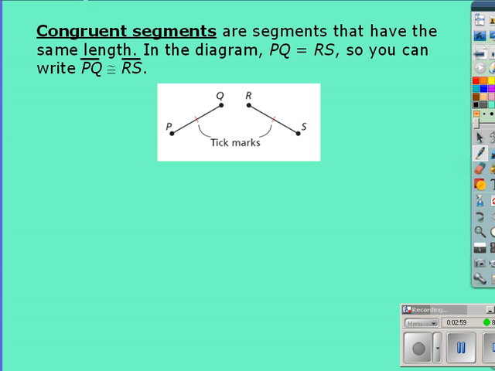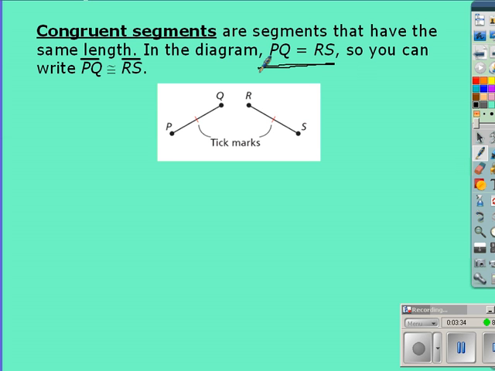Congruent segments are segments that have the same length. So in the diagram here we have that PQ and RS have the same measurement, the same distance between them. So PQ equals RS. Now notice up here, there's no lines above PQ and RS. When we're talking about distance, we're talking about a number, not a line segment. So the distance between P and Q is a number, and that equals the same distance from R to S.